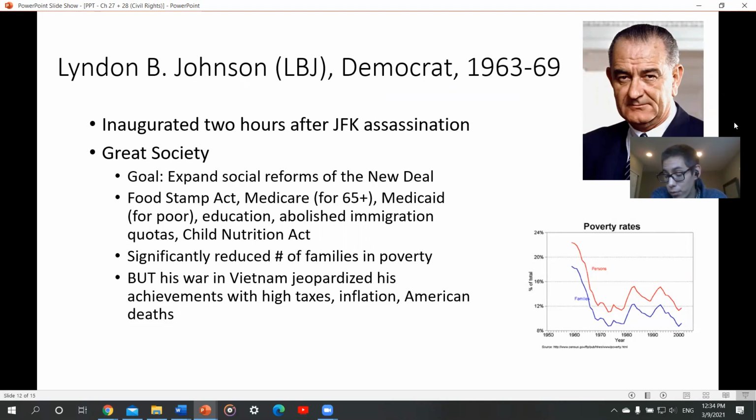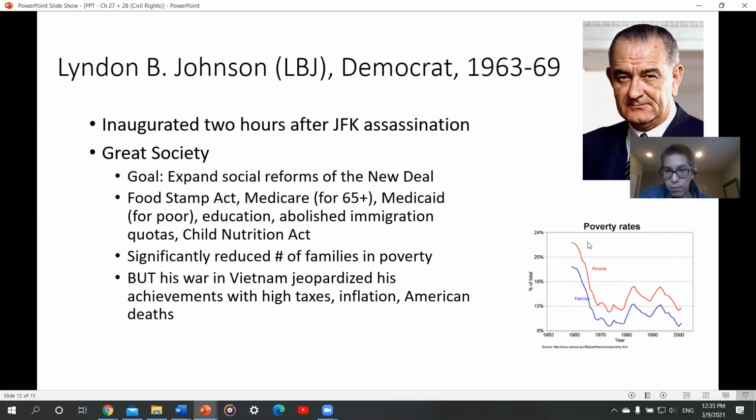And LBJ really took a very aggressive and progressive approach to his domestic legislation with something that he called the Great Society. Basically, he wanted to expand on the New Deal that FDR had built. He created the Food Stamp Act, which expanded access to food stamps to help people get food. He created Medicare, which was healthcare for the elderly, and Medicaid, healthcare for the poor. He increased expansion for education, and he abolished immigration quotas of the previous centuries, 1920s and whatnot. And under LBJ, he significantly reduced the amount of people who lived in poverty.